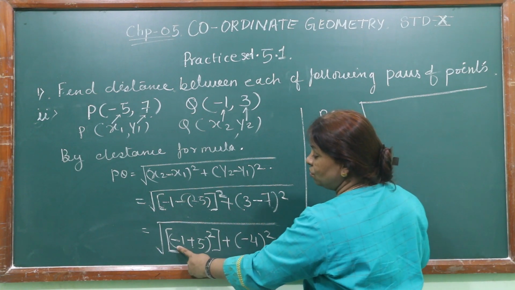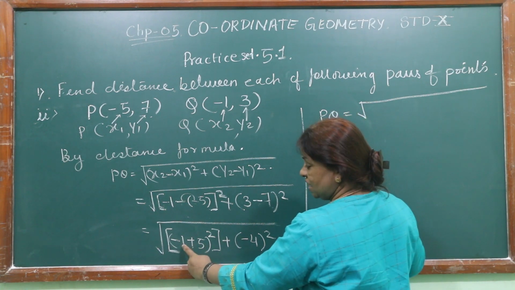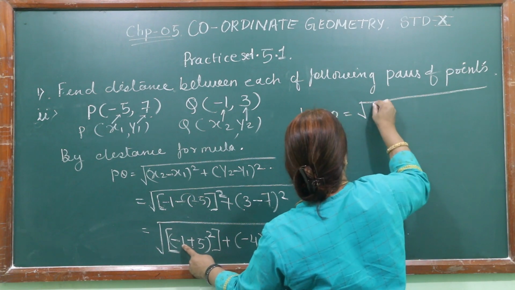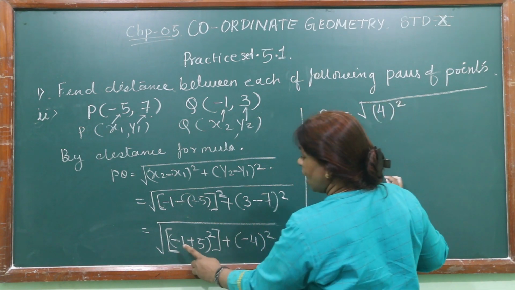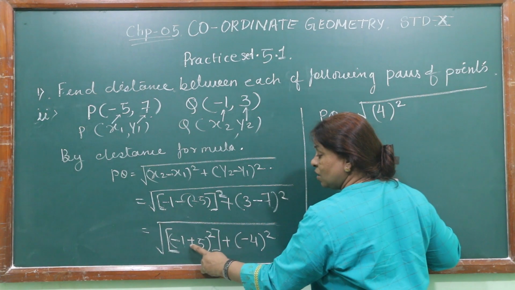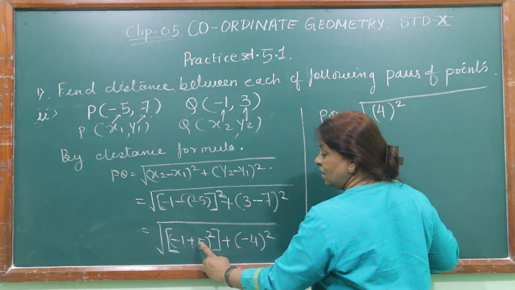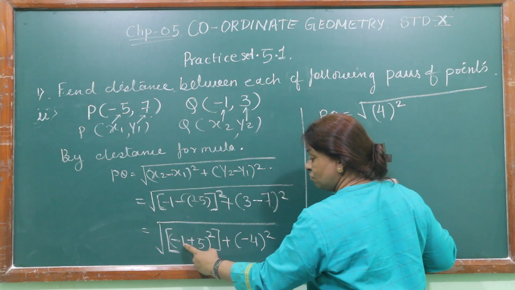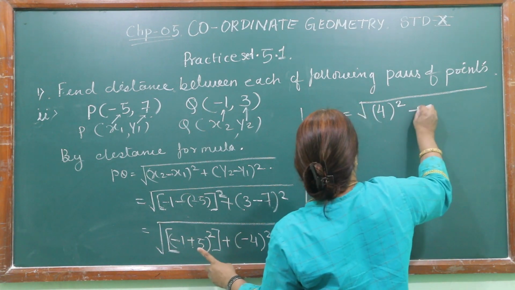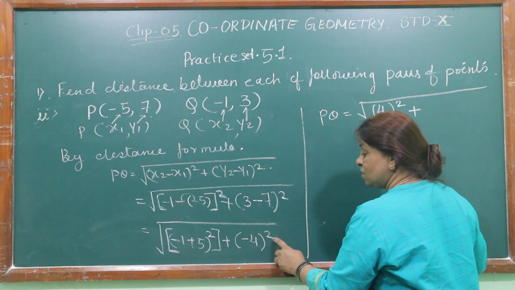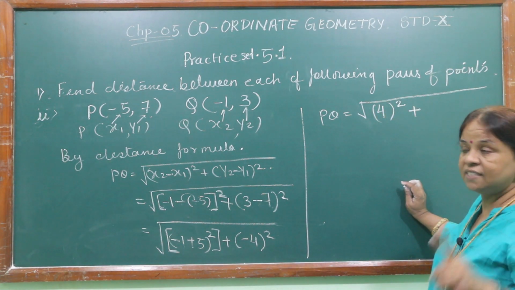So what can we do? We can subtract. 5 minus 1 will be 4, the whole square. Why? The sign of plus, because 5 is greater than 1. Plus sign is of 5 and minus is of 1. Therefore, 4 plus minus 4, the whole square, will be 16.